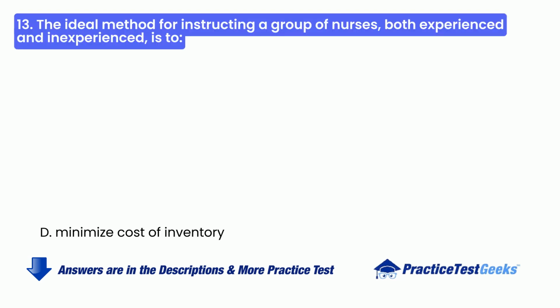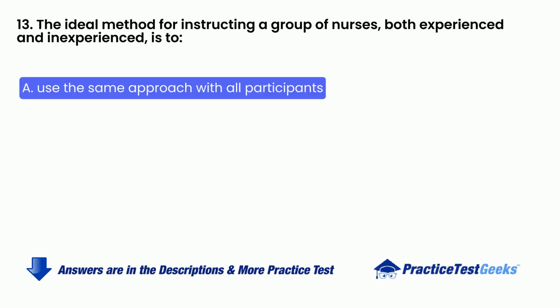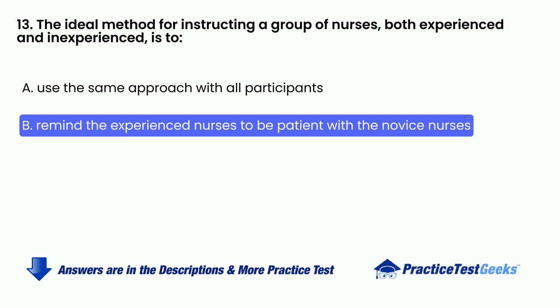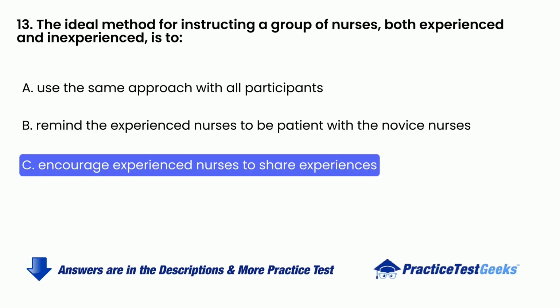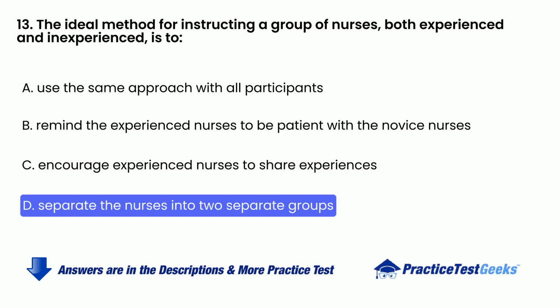The ideal method for instructing a group of nurses, both experienced and inexperienced, is to A. Use the same approach with all participants. B. Remind the experienced nurses to be patient with the novice nurses. C. Encourage experienced nurses to share experiences. D. Separate the nurses into two separate groups.